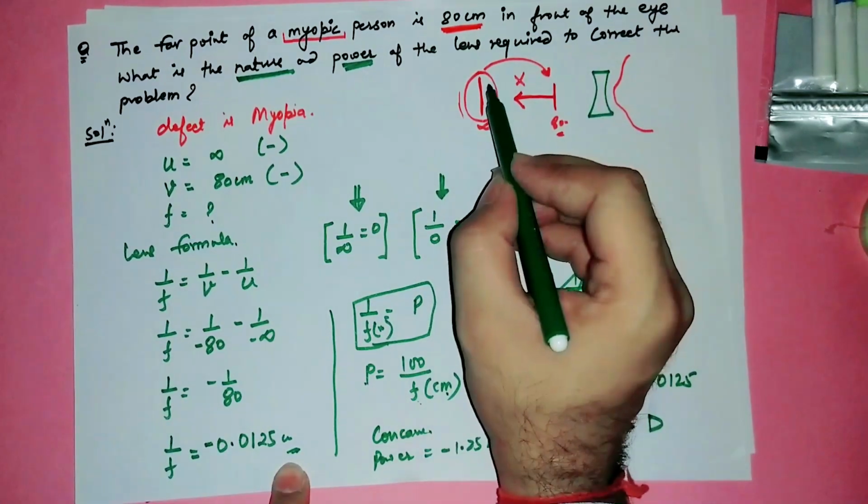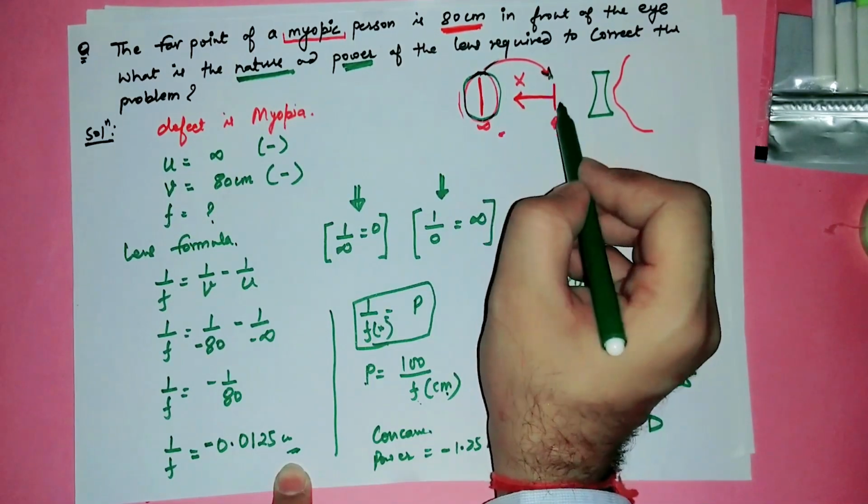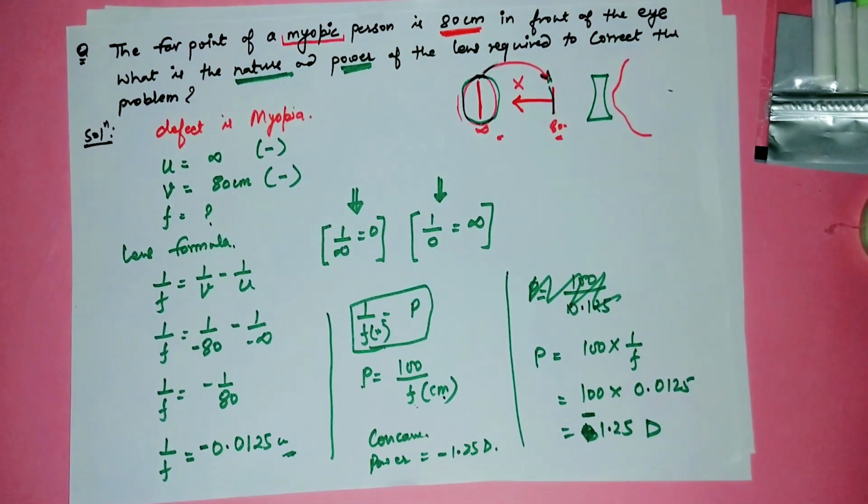First we have to understand where the object is and where we have to form its image so that it is visible to our eyes. Clear? So let us do one more example.